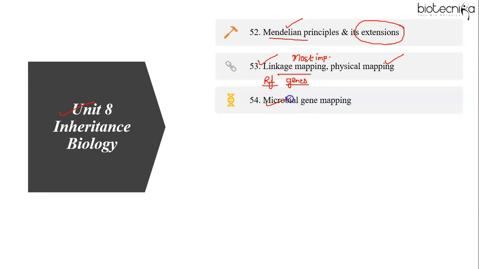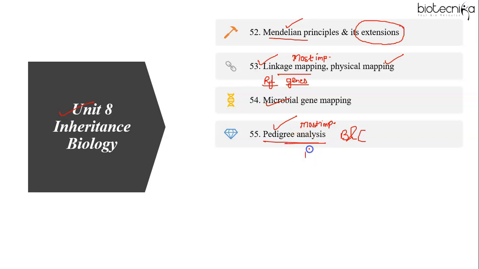Then even microbial gene mapping is important. Study about sexduction and mapping genes by interrupted mating. Then pedigree analysis is also most important because either a Part B or Part C question is expected on pedigree analysis. A pedigree family tree is given, and on the basis of analysis of the pedigree, we have to find out the inheritance pattern of the disease or even the probability.